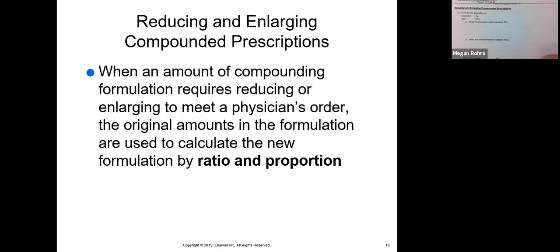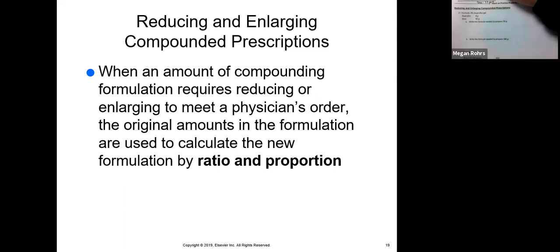Okay, this last concept here: reducing and enlarging compounded prescriptions. Sometimes in the pharmacy, you're going to have a formula that makes a certain amount, but maybe your patient doesn't need that much, or they need more. So we're going to need to know how to adjust formulas to make the quantity that we need.